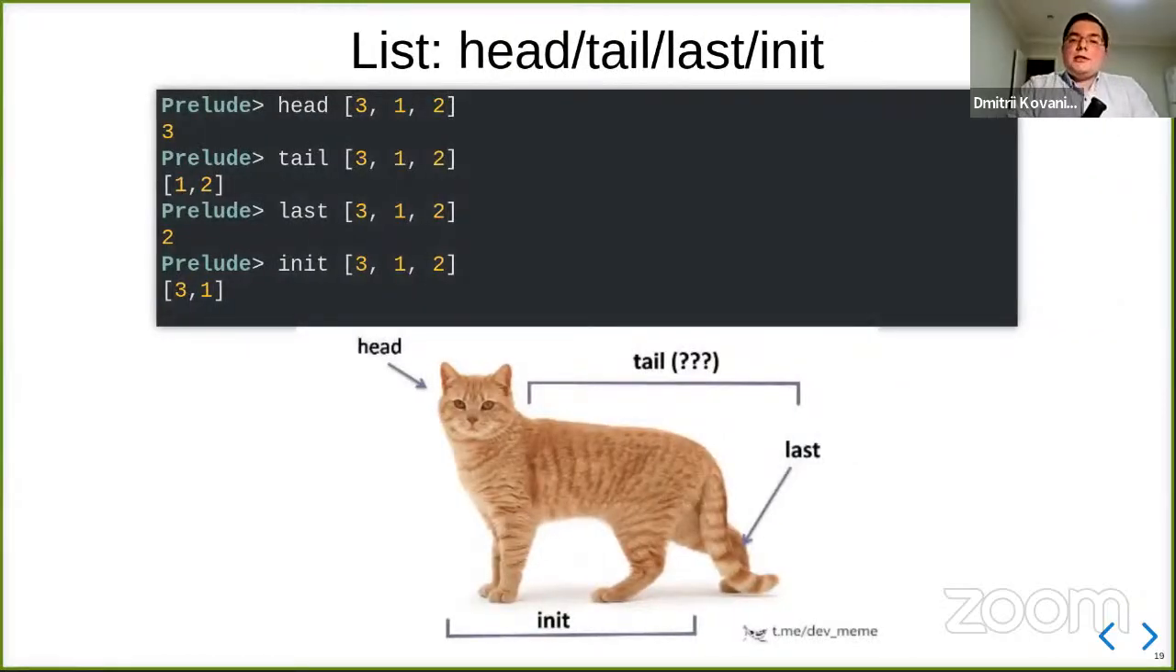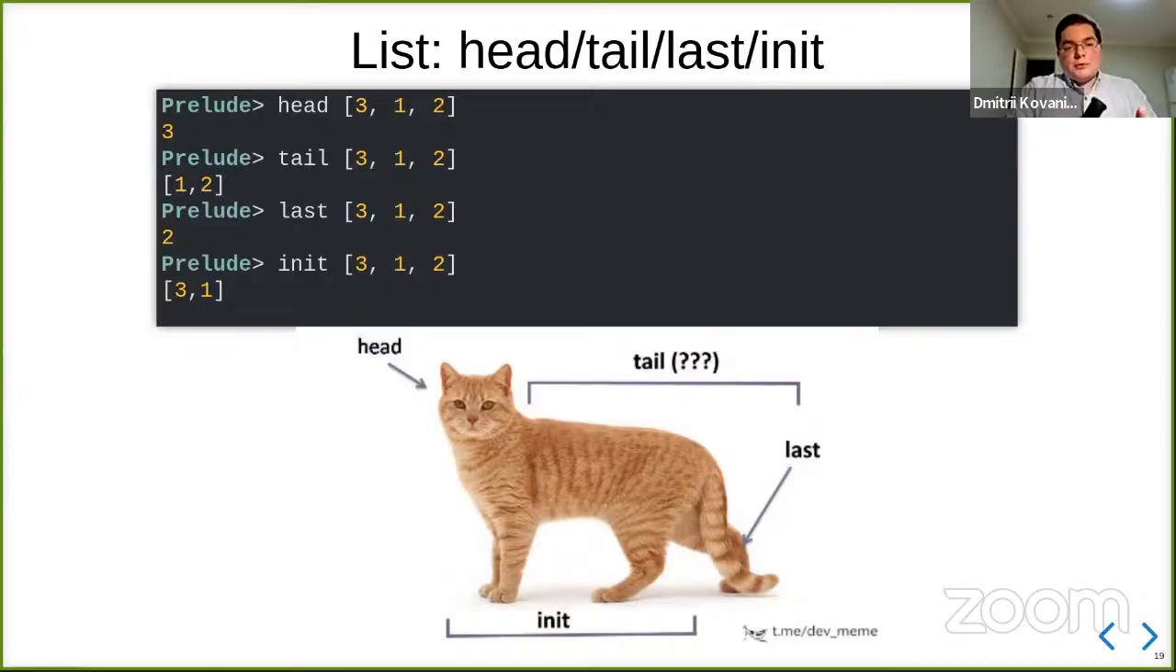So let's familiarize ourselves with basic and fundamental Haskell functions to work with lists. So first of them are these four functions. Head, it takes the first element of the list. Tail, it returns the list without the first element. Last, as the name suggests, takes the last element of the list. And init, it takes all the elements without the last. So there is a picture for better understanding.